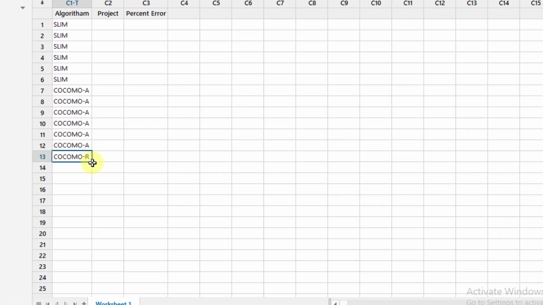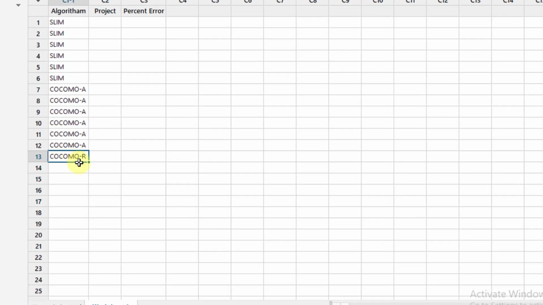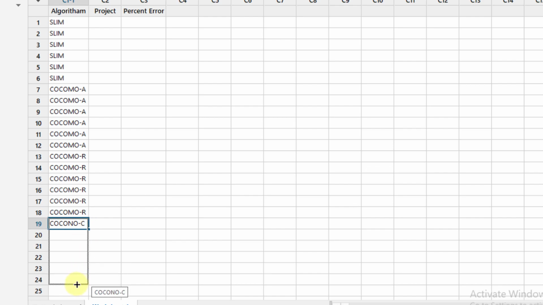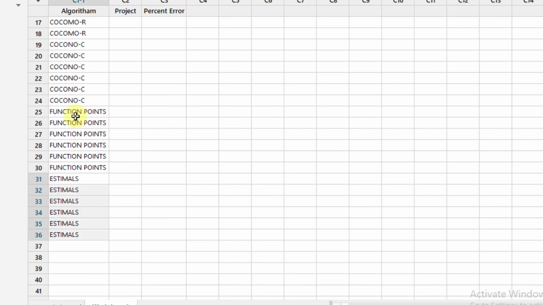I have done with the Slim and Kokomo A. Now I am doing the data entry for the Kokomo R. I am going to drag it down till 18. Now I will drag the Kokomo C from 19 till 24. So the data for the function points and HTML is also done.